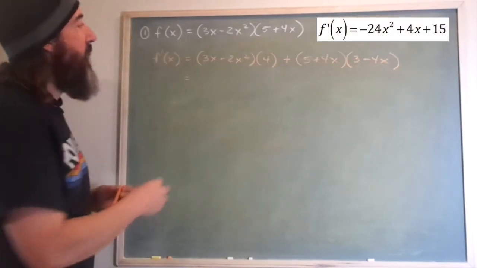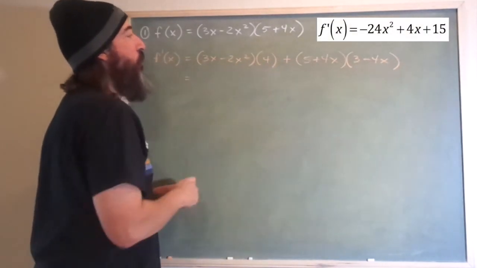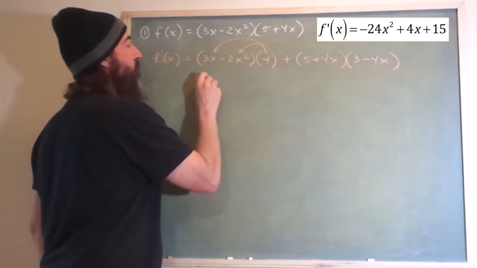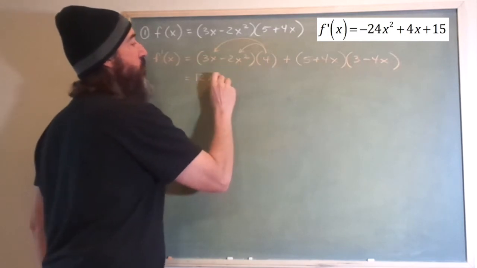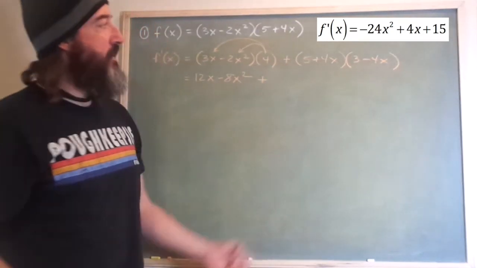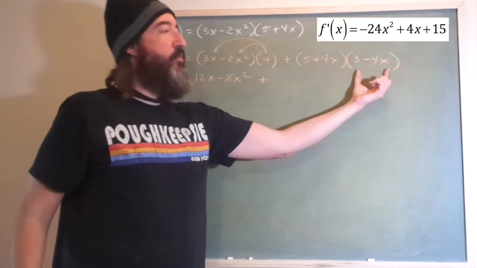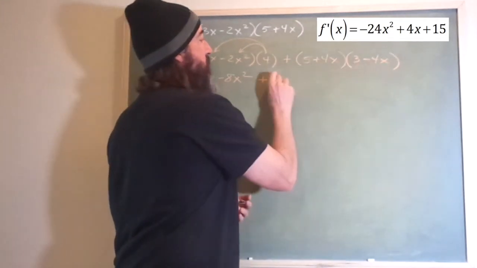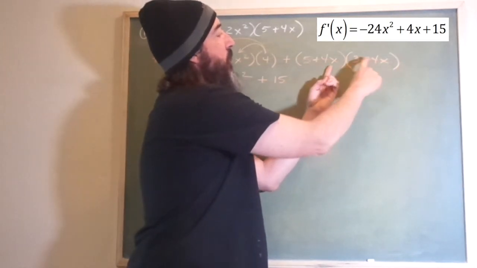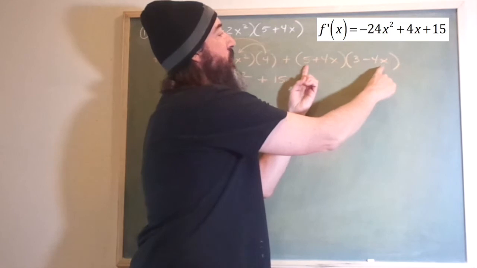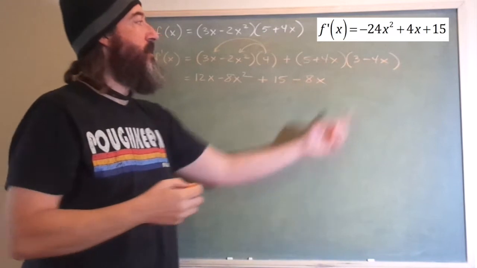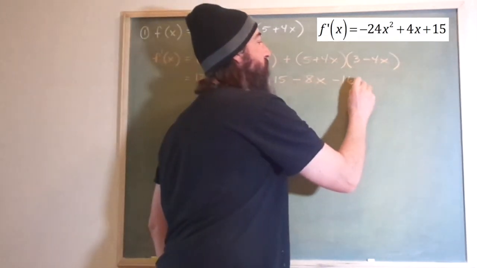Now we just need to simplify. I'm going to multiply this binomial times 4. I'm going to distribute the 4. So 4 times 3x is 12x, and 4 times negative 2x squared is negative 8x squared. I'll put my addition symbol, and then I need to FOIL 5 plus 4x and 3 minus 4x. So 5 times 3 is 15, and 5 times negative 4x is negative 20x. 4x times 3 is positive 12x, while negative 20x and positive 12x is negative 8x. And 4x times negative 4x is negative 16x squared.